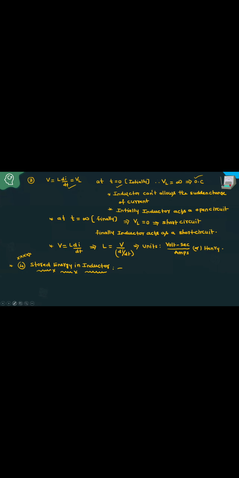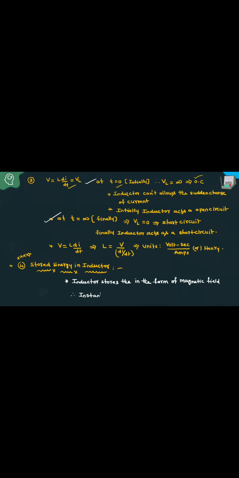We know that inductor stores the energy in the form of magnetic field. Okay, this is also a very important point. Don't forget this. Initially, inductor acts as an open circuit. Finally, it acts as a short circuit. Because initially it is an open circuit, it cannot allow the sudden change of stored energy in the form of magnetic field. Then, in order to calculate the energy stored by the inductor, first I am calculating the instantaneous power.